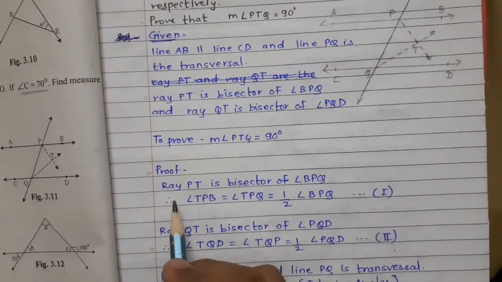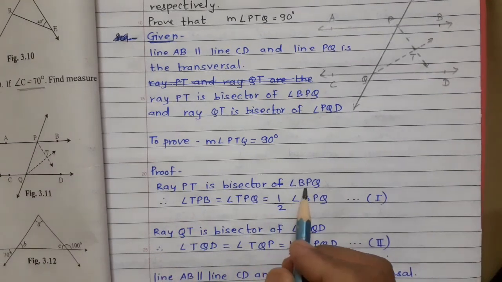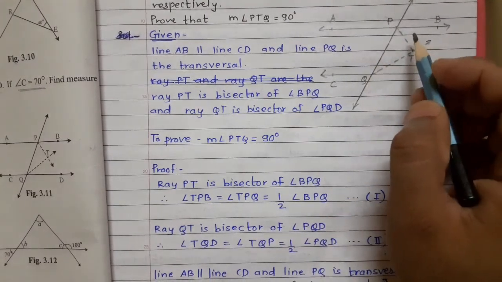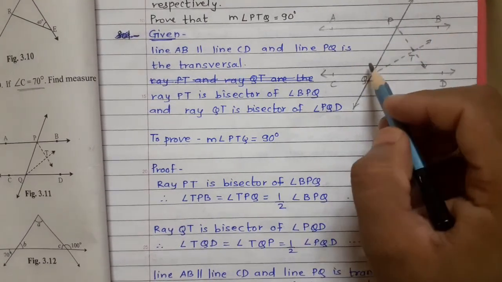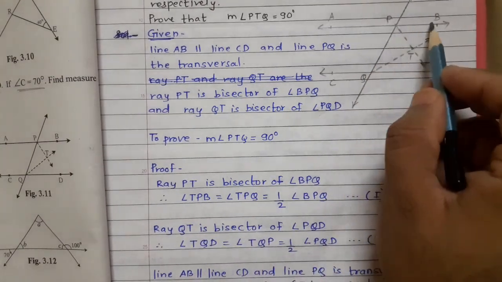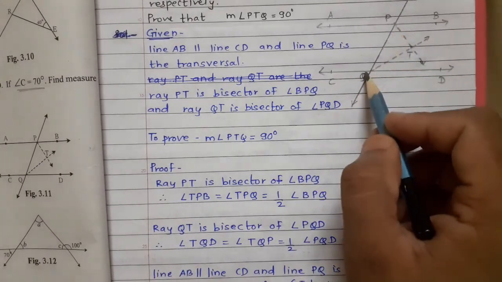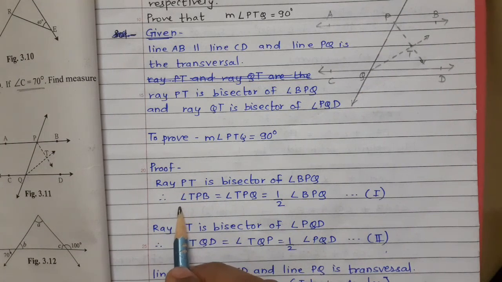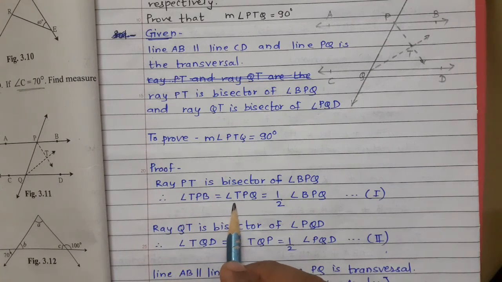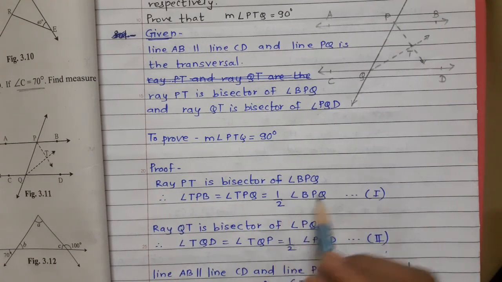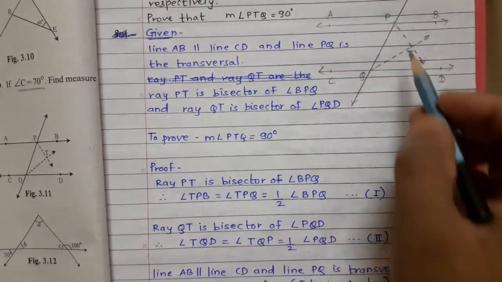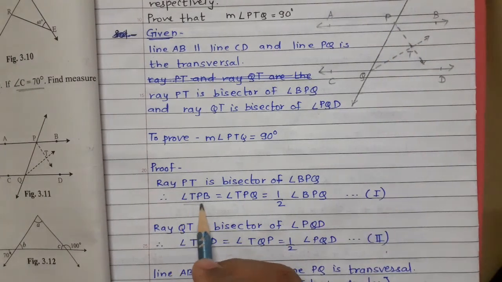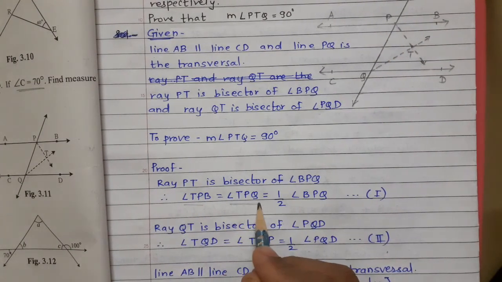So, proof. Ray PT is the bisector of angle BPQ. So we have two equal parts of angle BPQ: angle TPB is equal to angle TPQ. Then angle TPB is equal to angle TPQ is equal to 1/2 of angle BPQ, because due to the bisector we have two equal parts of angle BPQ as angle TPB and angle TPQ.